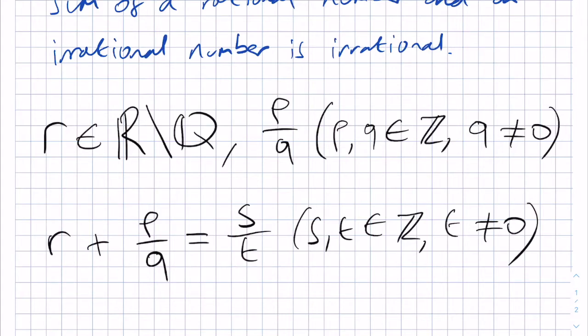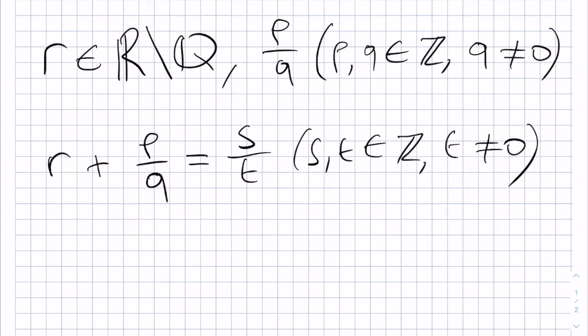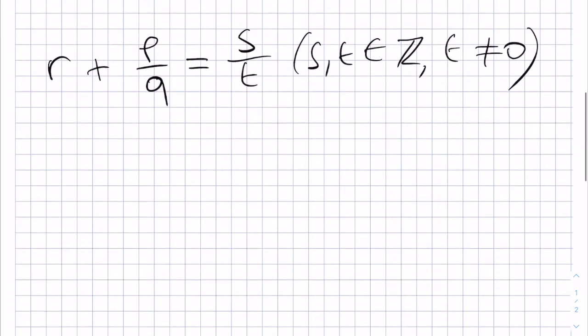In the video, we further assumed that p, q were co-prime, for showing that root 2 is irrational. But here, we won't need that assumption, because in the video, we use that assumption to get the contradiction. But for now, we have r plus p over q equals s over t.